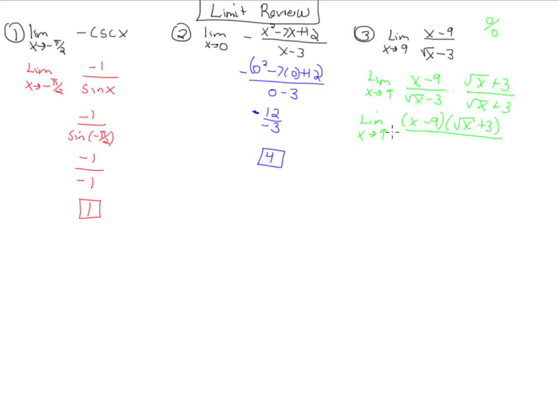Multiplying the bottoms together, I end up with x, then the two middle terms cancel out, and then minus 9. So I know I can cancel out the x minus 9 from the top and the x minus 9 from the bottom. It leaves me only with the square root of x plus 3. So now I will try direct substitution, and I get an answer of 6.